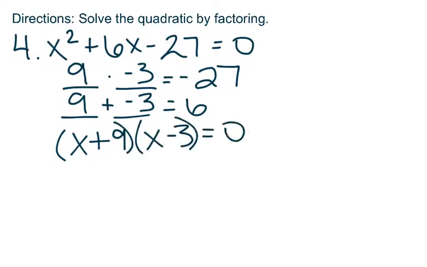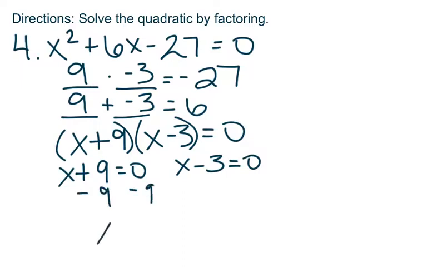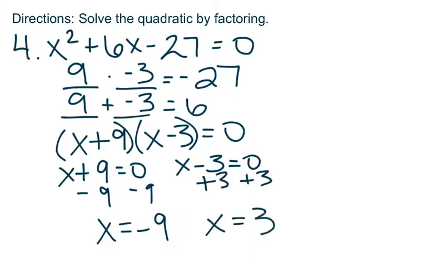They equal 0, so I'm going to set both of these equal to 0, and then I'm going to solve for x. The way I get rid of a plus 9 is subtract, so x equals negative 9. The way I get rid of minus 3 is add, so x equals 3.